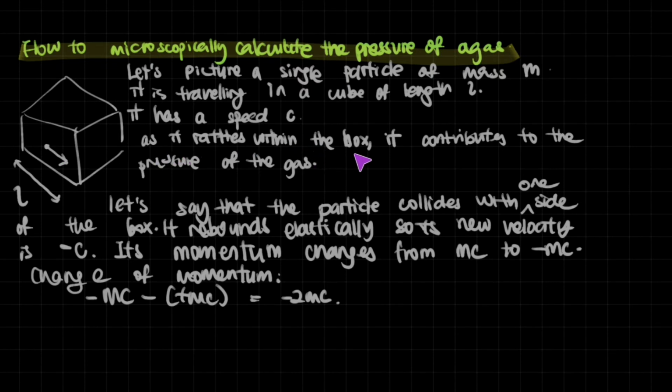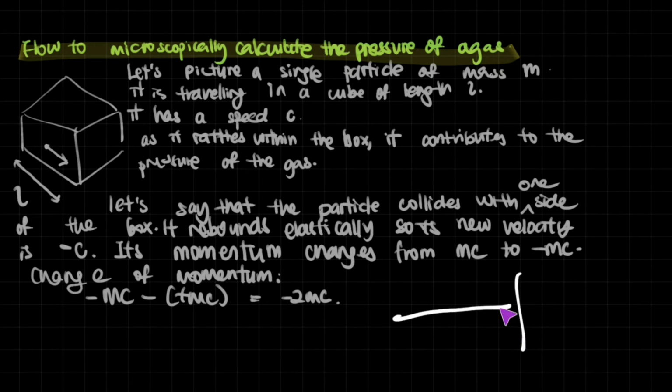As it rattles within the box, it contributes to the pressure of the gas, because the pressure is the force from collisions with the walls of the box. So let's say that the particle collides with one side of the box. It rebounds elastically, and so its new velocity is negative c, which means that absolutely no kinetic energy is lost at all. That's why it has the same kinetic energy.